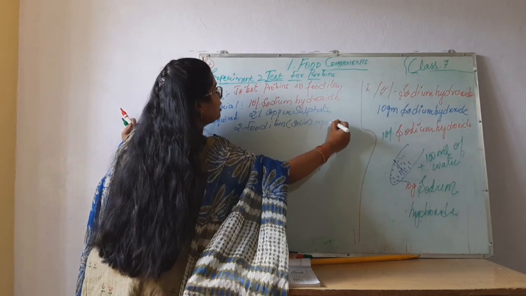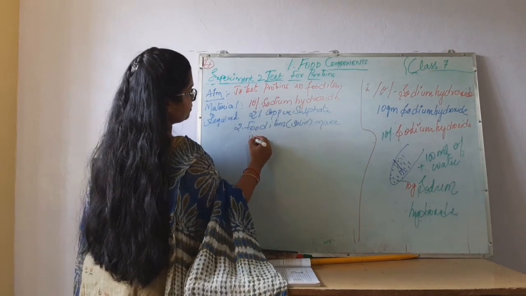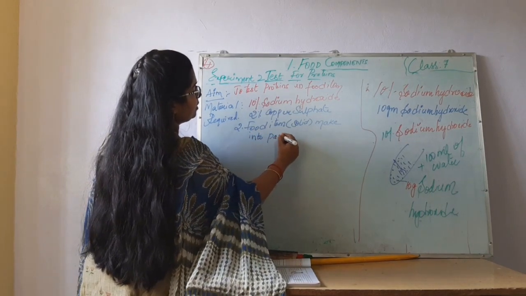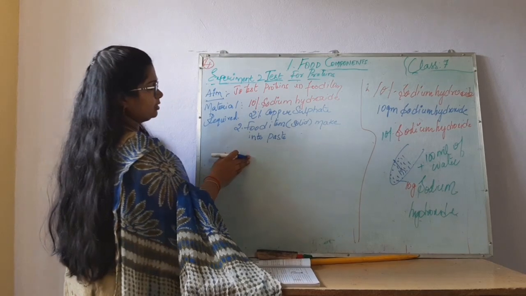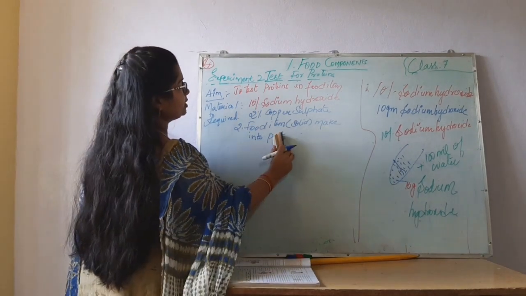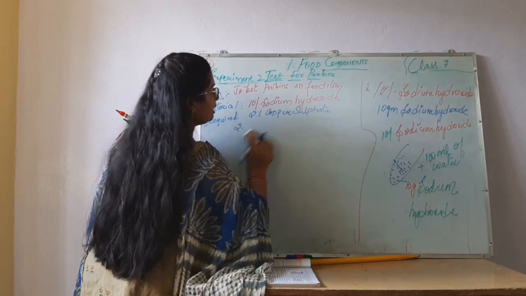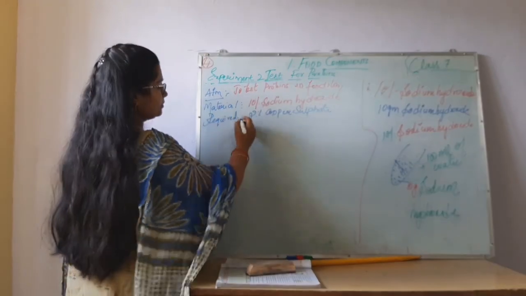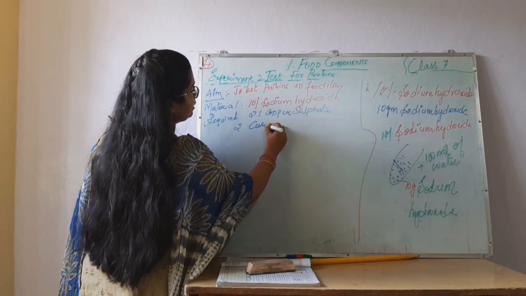Grind it and add water to it to make a paste. Grind and add. And next, any food item. Okay, in the procedure we will write this. Here we will write any food item. Suppose we will take curd, and egg.